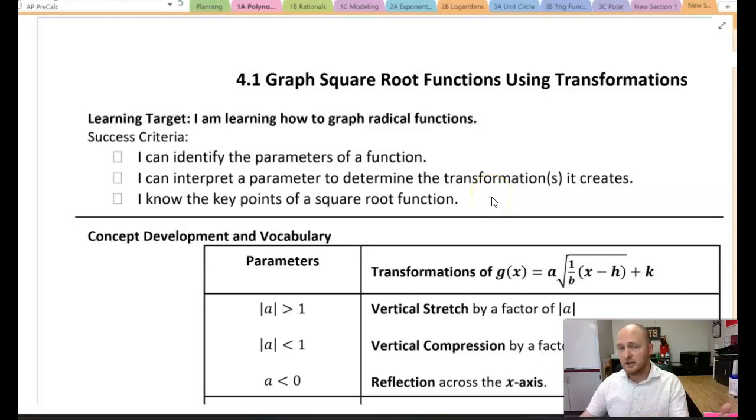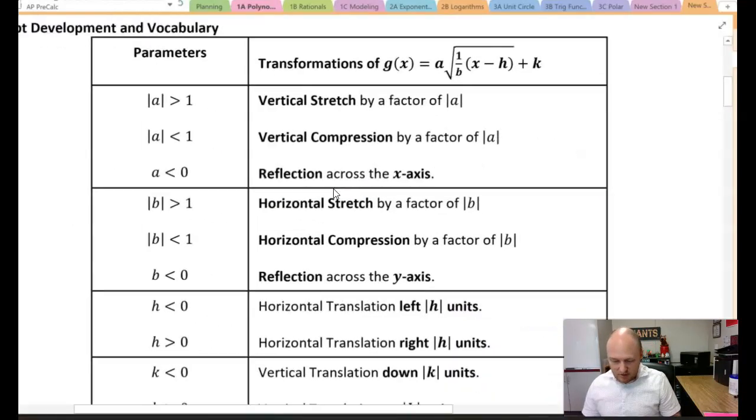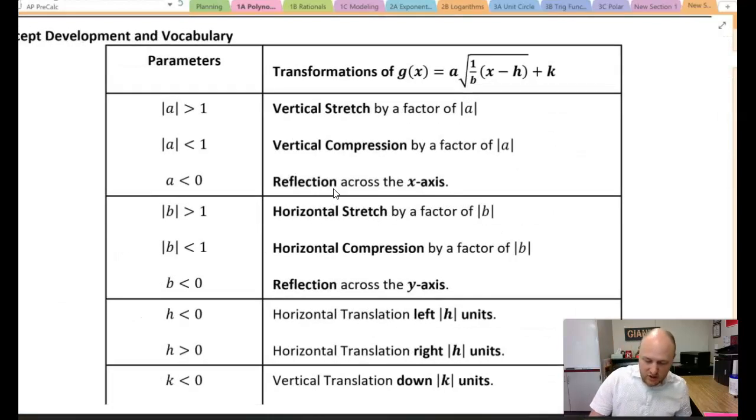So if you have an A value, that's going to obviously give a vertical dilation, a B value, a horizontal dilation, and H and K will be translations. And then additionally, we're going to start off with square root functions, so you'll have to know the key points that those bring. Let's go ahead and revisit some of our transformations that we have.